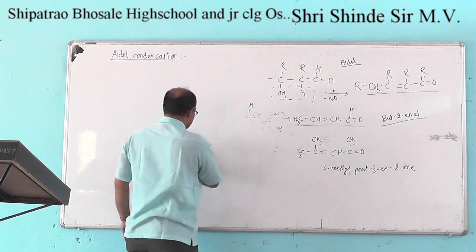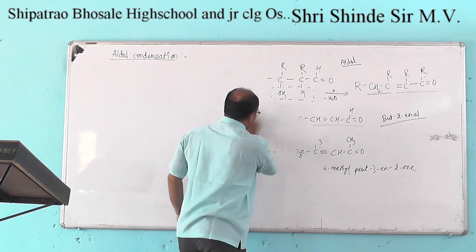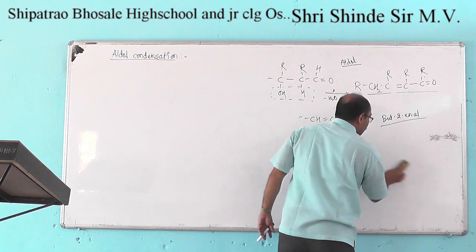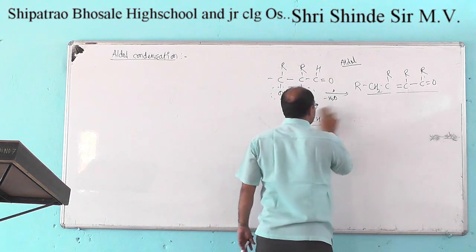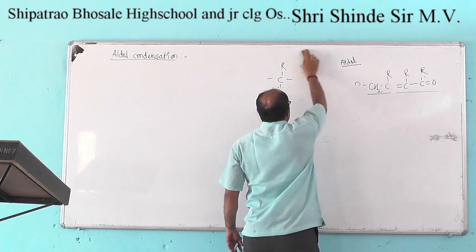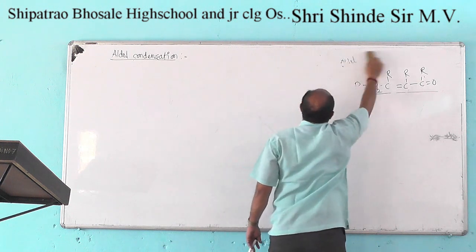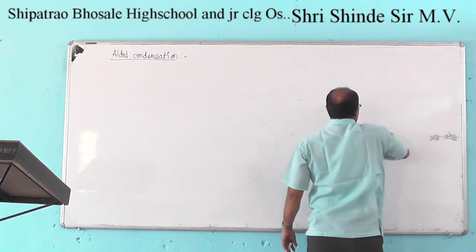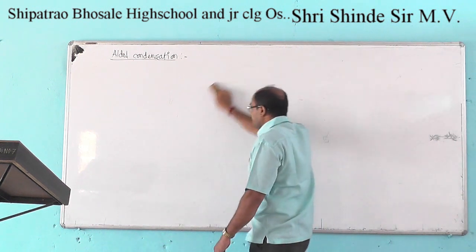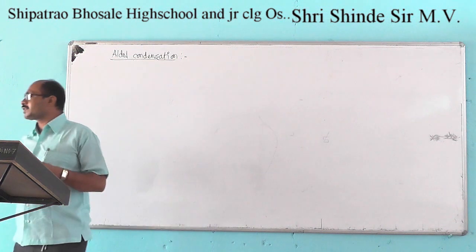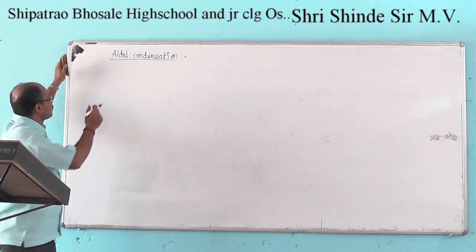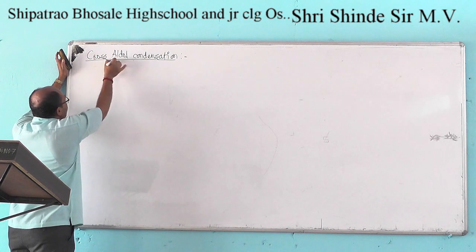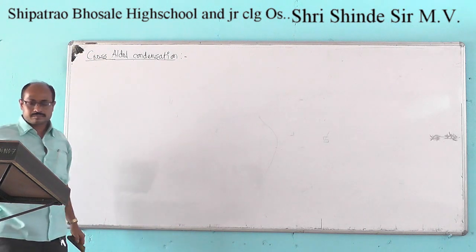In the cross aldol condensation reaction, we can condense two different aldehydes with each other, two different ketones with each other, or one aldehyde and one ketone molecule with each other, for the formation of the corresponding condensation compounds. This one is the cross aldol condensation reaction.